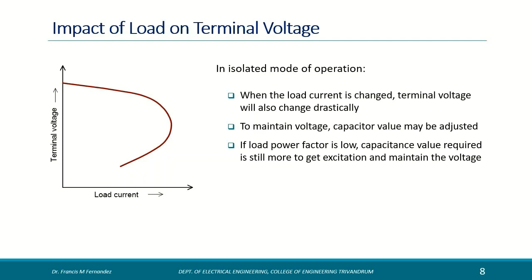This graph shows the impact of load on the terminal voltage when the induction generator is working in the isolated mode. There is a drastic change in terminal voltage when the load is changed. To maintain the voltage, the capacitor value may be adjusted. And as we have seen in the previous slide, if the power factor of the load is less, the requirement of capacitance will further increase.